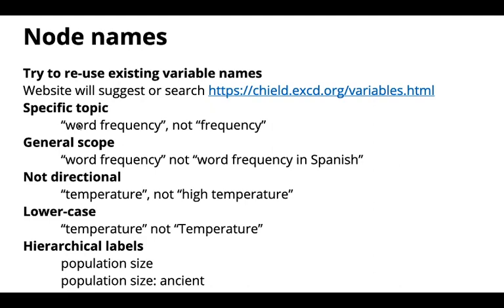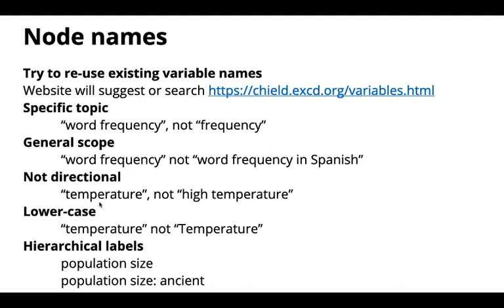You should try and use a specific topic. So for example, word frequency and not frequency, because frequency might refer to many different types of things. But you want to be general in your scope. So you want to talk about word frequency and not word frequency in Spanish, for example. A particular paper that you're coding might be talking about Spanish, but really it's making a claim more generally, so you want to make that more generally searchable.